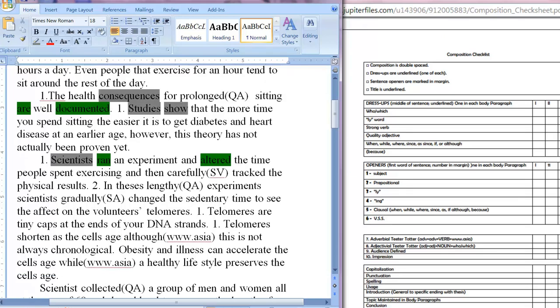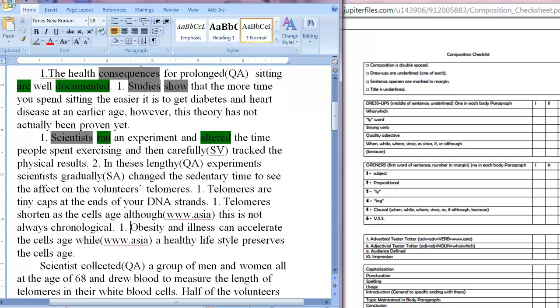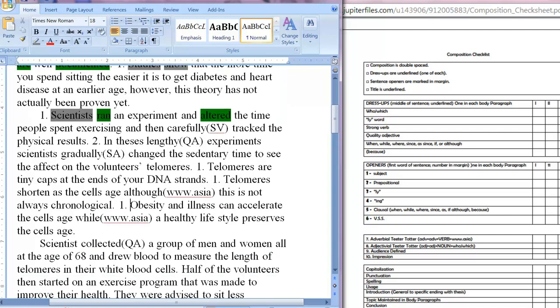Obesity and illness can accelerate the cell age while a healthy lifestyle preserves the cell age. Okay, we've got another subject opener. Good. Which? Oh, www.asia, and there's no comma, very good. Scientists collected, and I'm guessing this is you've got a quality adjective. It's really a strong verb.